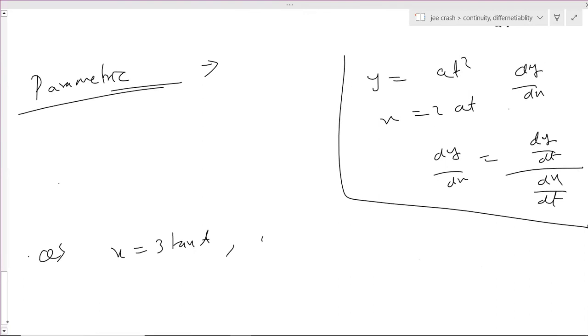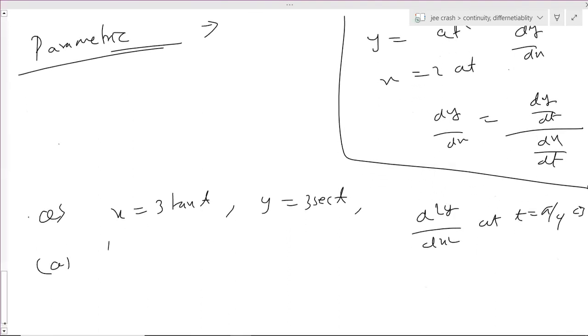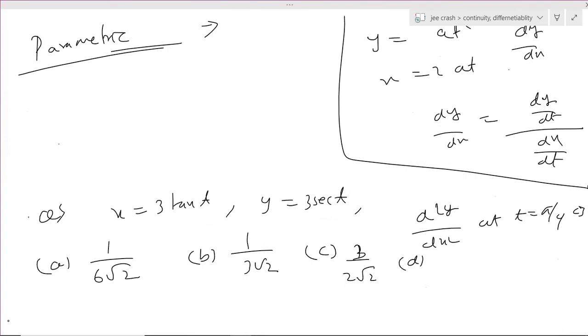So there is a question of chaining, and this is a very simple question: x equals 3 tan t and y equals 3 sec t, and the value of d square y upon dx square at t equals pi by 4 is. And the options are 1 upon 6 root 2, 1 upon 3 root 2, 3 upon 2 root 2, 1 upon 6. All right. So 2 minutes for this. Please solve it.